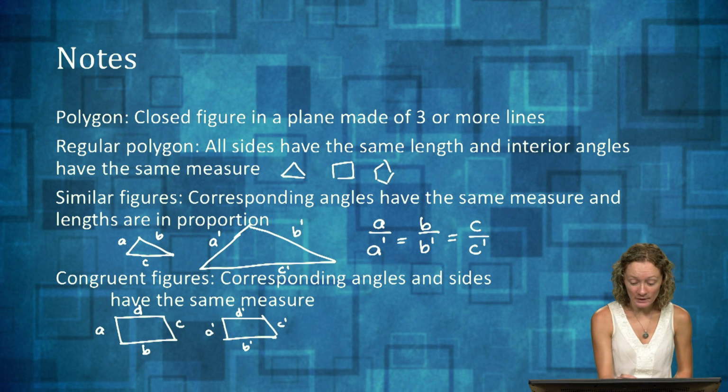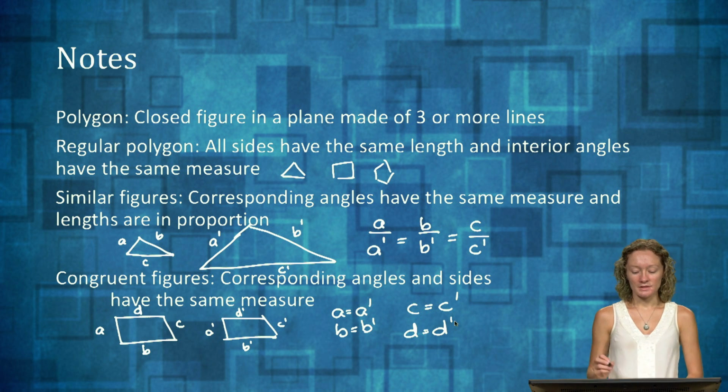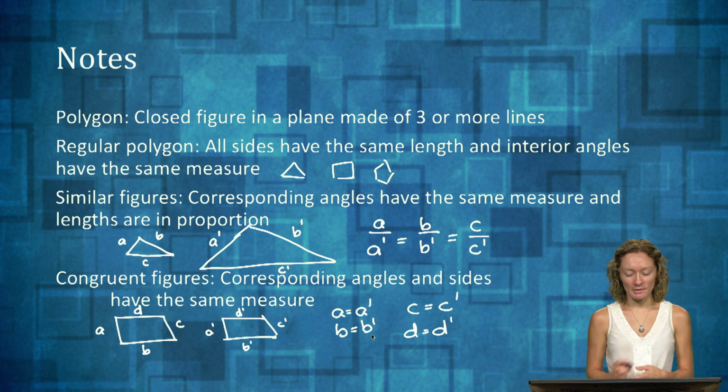And if they're congruent, then there's not really even algebra in any sense to solve. If they're congruent, they're the same. A is the same as A prime, B is the same as B prime, C is the same as C prime, D the same as D prime. So if we knew information for one figure and not the other, we could easily figure it out because they're the same. We should be able to figure that out with no problem.